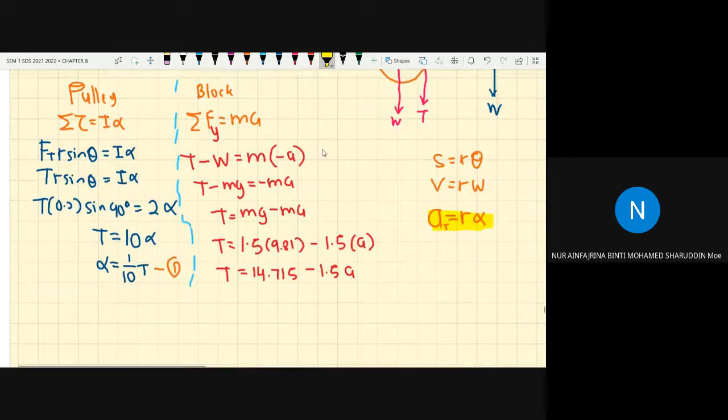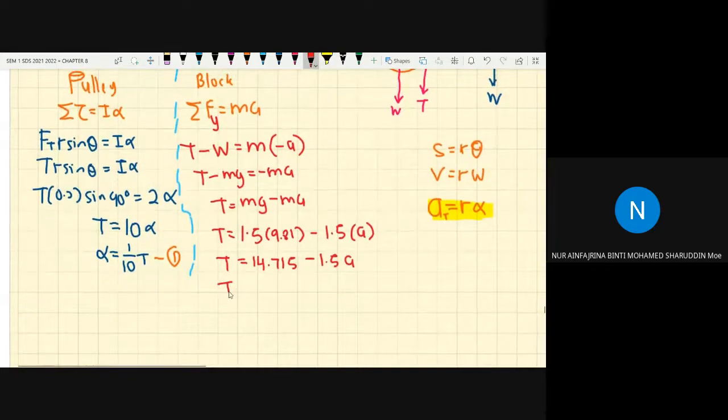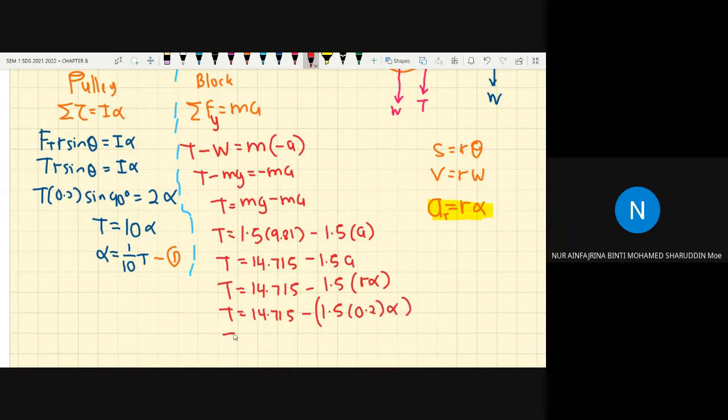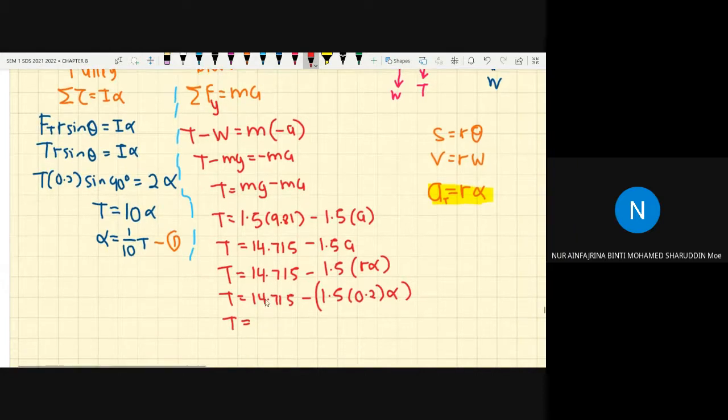So what I'm going to do now, Miss akan substitute je. Tension 14.715 minus dengan 1.5 darab dengan R alpha. So I'll just insert all the information yang Miss ada sebab Miss tahu Miss punya R. R Miss adalah 0.2, dan angular acceleration Miss tak tahu. Jadi Miss akan dapat the final equation adalah 14.715 minus 0.3 alpha. So this is going to be my second equation.